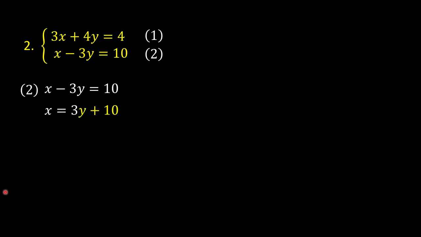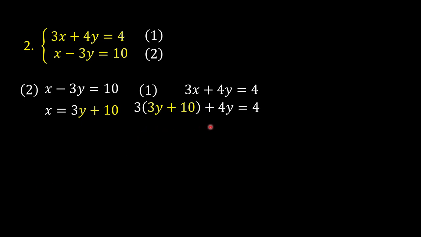So we have now x is equal to 3y plus 10. And then we are going to substitute 3y plus 10 for x in the first equation. The first equation is 3x plus 4y is equal to 4. We substitute 3y plus 10 for x. So we have now 3 times the quantity 3y plus 10, plus 4y is equal to 4.